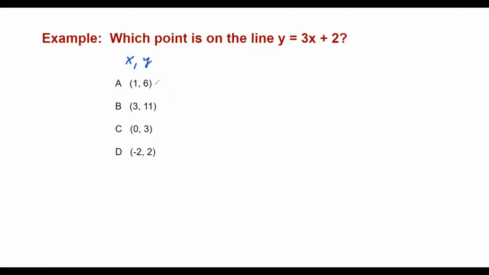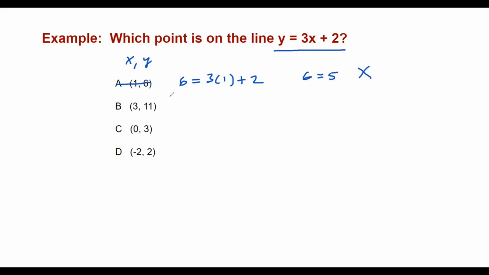Now I'm going to go through here and substitute into this equation. Y is 6, x is 1, and we just determine, is that true? So we simplify this right-hand side. 3 times 1 is 3, plus 2 is 5. So in that case, we get 6 equals 5. That's not true. We can rule out answer A.